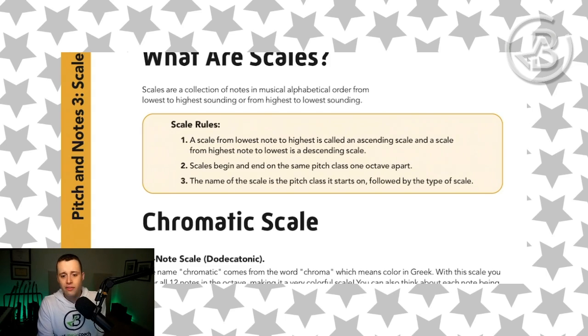Let's say we have a chromatic scale that starts on F sharp. We're going to call it an F sharp chromatic scale, and it doesn't matter if it's ascending or descending. Doesn't matter if it's going from low to high or high to low. We're still just going to use the formula of the note that it starts on, the pitch class, then the type of scale. I will see you in the next lesson.